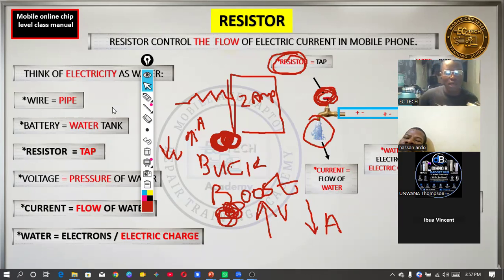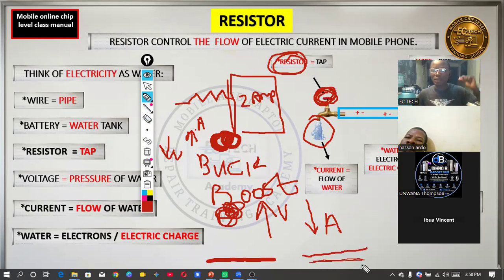Because a large wire allows a large current to flow. The larger the wire, the more current will flow. And the thinner the wire, the more the current limit is going to reduce. The more it will reduce the ampere. Hope you understand.